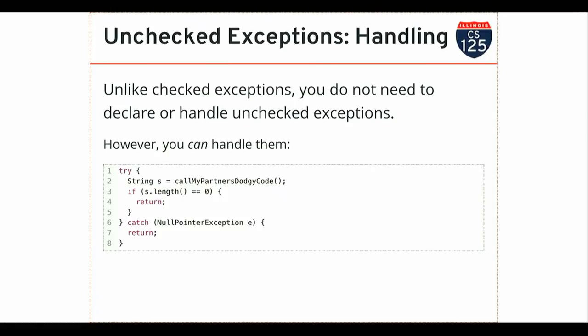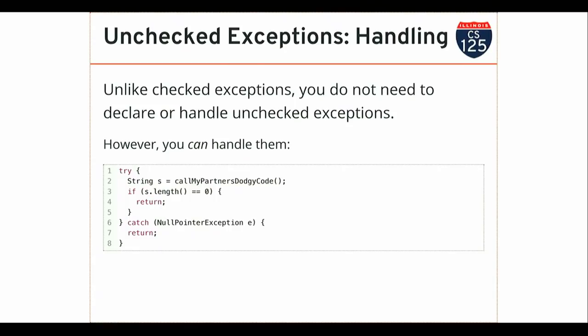So, here's an example, right? You guys are starting to work on your final project, right? You know, never trust your partner. Particularly if your partner writes a method called callMyPartnersDodgyCode, right? That's not a method that I would trust.